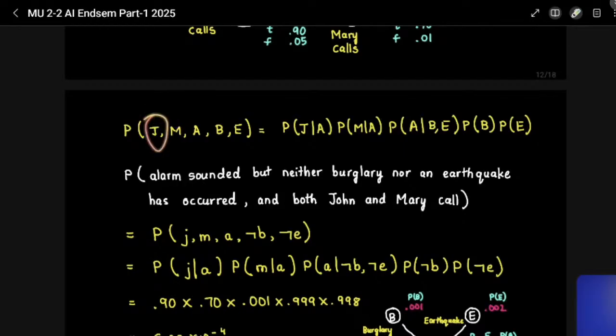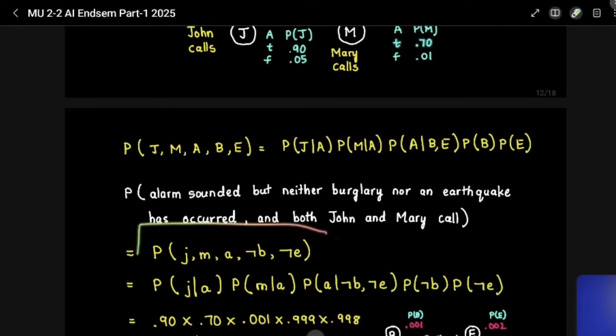So in place of J, you will put the information. What is the information here? J is John calls, right? Is it true or false? So you will write J is equal to true. But instead of writing capital J equal to true, I can simply write small j. Small j means capital J is equal to true. And did Mary call? Yes, Mary called, so small m. Did alarm sound? Yes, alarm sounded, so small a. Did burglary happen? No, burglary did not happen. So I will put not small b. Or else I could write capital B is false, or I could simply write not small b. That's why not small b. Earthquake also didn't happen, so not small e.